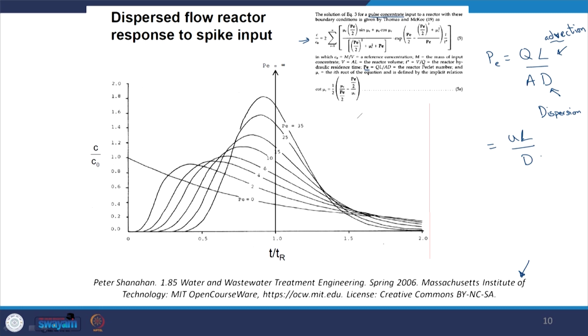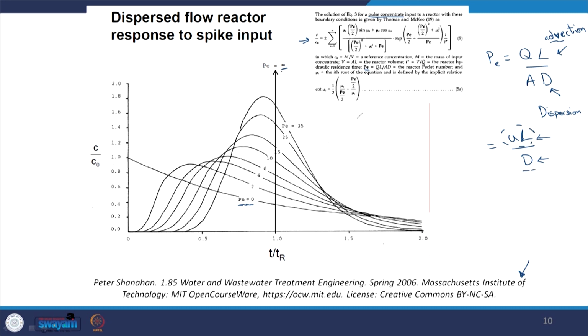So, if Pe is equal to infinity, what does that mean? Meaning advection or Peclet number, if it is equal to infinity, what does that mean? This numerator is much greater than the denominator out there, right. So, advection predominates and not really dispersion. But if we keep decreasing it and then Pe goes to 0, what does that mean? There is no advection, but only dispersion.